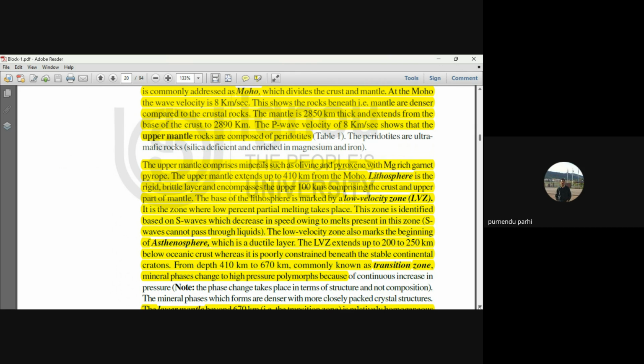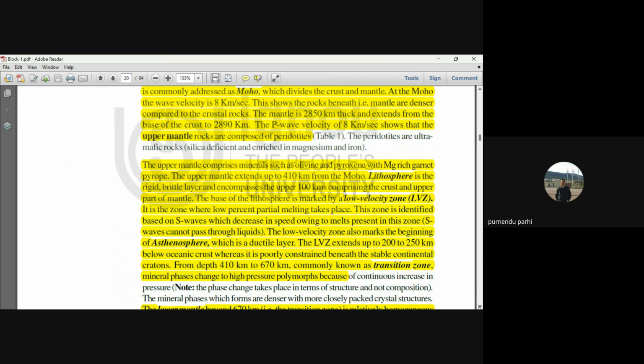Then the lithosphere is the rigid brittle layer and encompasses the upper 100 km, comprising the crust and the upper part of the mantle. The base of the lithosphere is marked with a low velocity zone. It is the zone where low percentage partial melting takes place. This zone is identified based on the S waves, which decrease in speed owing to melts present in the zone.